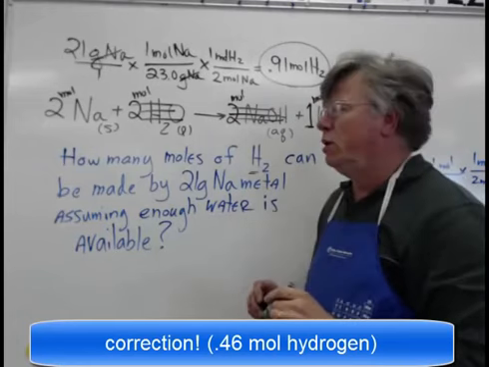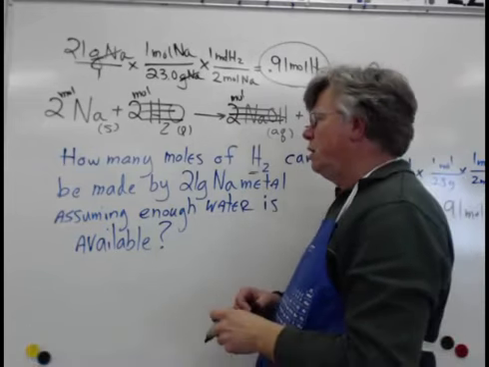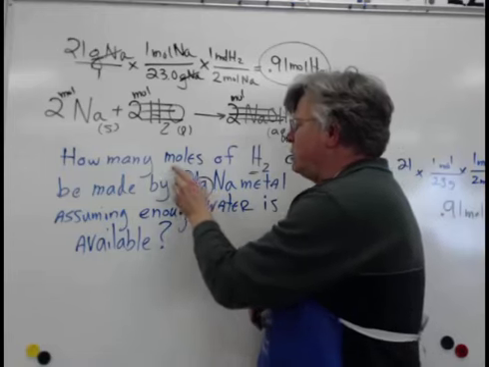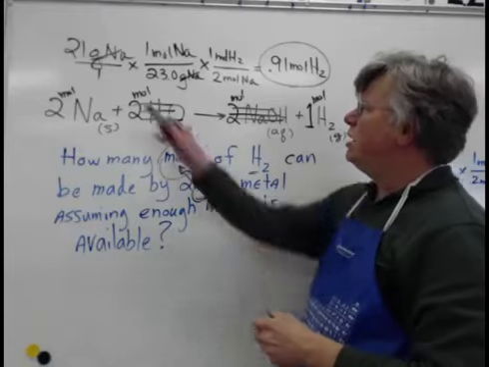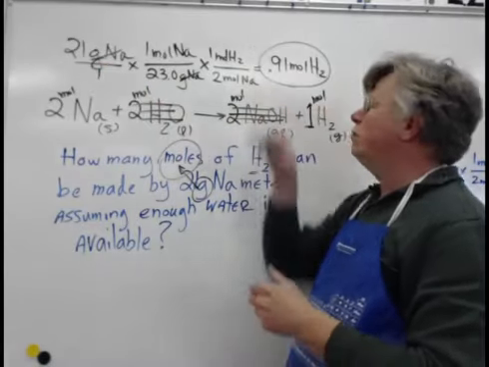So here's another example of a stoichiometry problem. This is a mass to moles problem, like that. And so you see I start with mass and end up with moles.